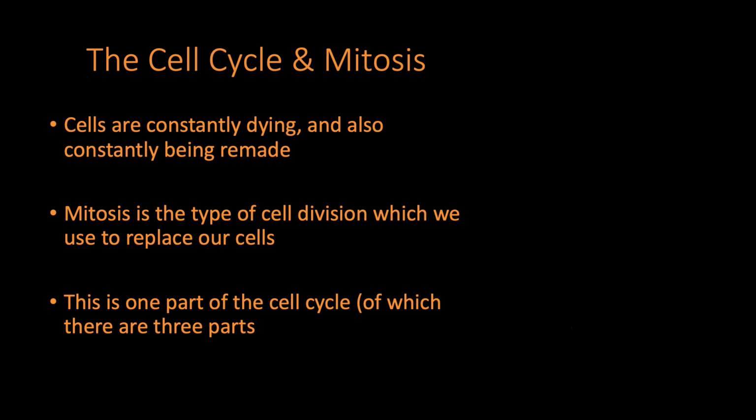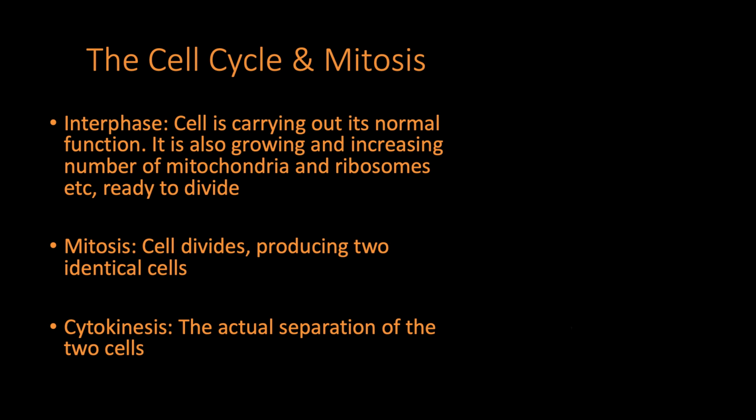Now, that is one part of the cell cycle, and the cell cycle has 3 parts in broad. The first part is called interphase. Most of your cells are in interphase, which is the normal functioning life of a cell, but while it is in interphase, it is growing and increasing the number of mitochondria and ribosomes and other things inside the cell so that it's ready to divide. Then during mitosis, the cell divides and produces 2 identical cells. But then they need to split apart from each other, and that splitting apart is called cytokinesis, and then you end up with 2 separate cells.